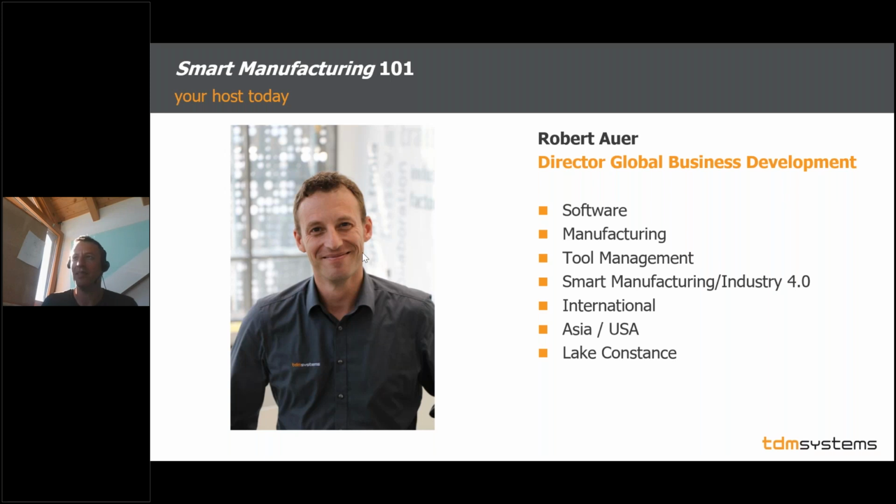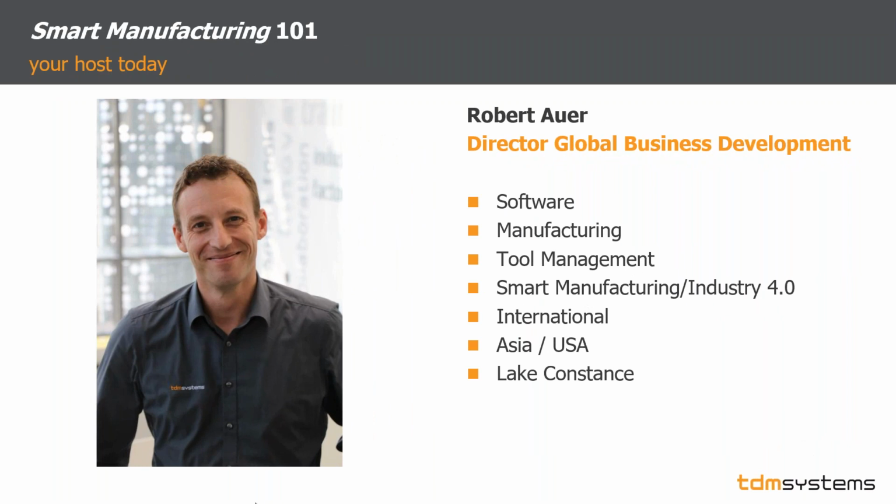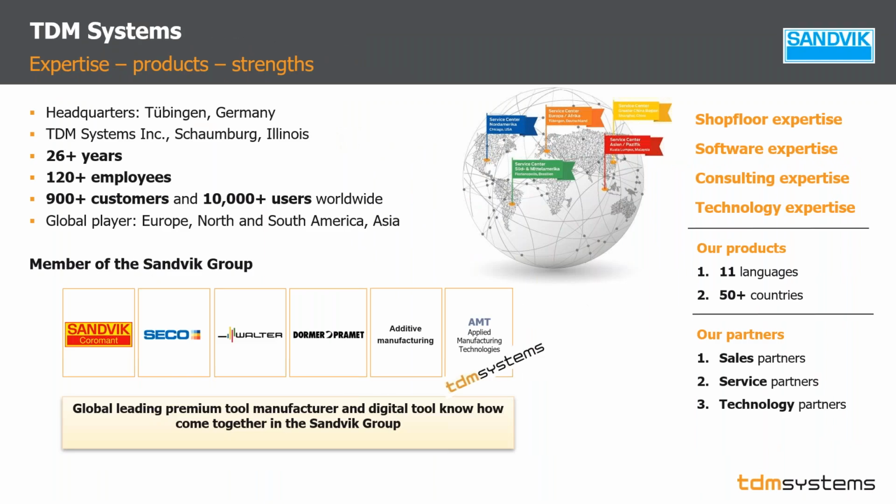And now let me introduce TDM real quick, but let me turn off the camera to save some bandwidth. TDM Systems is the leading software provider for managing tool data in the metal cutting industry. TDM is headquartered in Tübingen, which is south of Stuttgart in Germany, north of my home office actually. We have a subsidiary in Schaumburg, close to Chicago, Illinois, and sales and service locations and partners, of course, around the world. We are a member of the Sandvik Group, which means we have a strong company in the back, and this, of course, gives TDM Systems access to state-of-the-art know-how of internationally leading tool manufacturers.